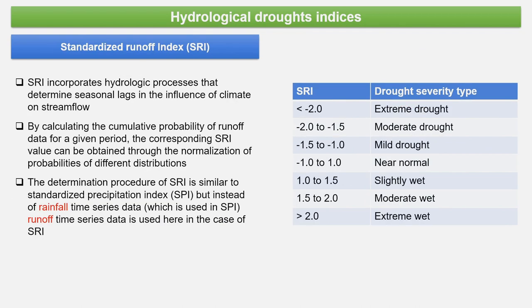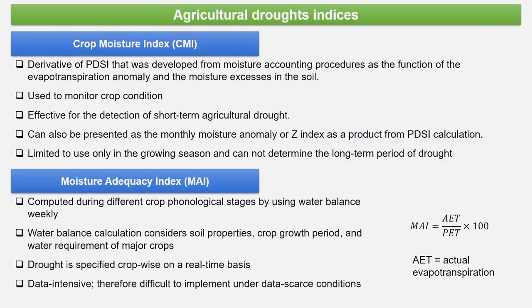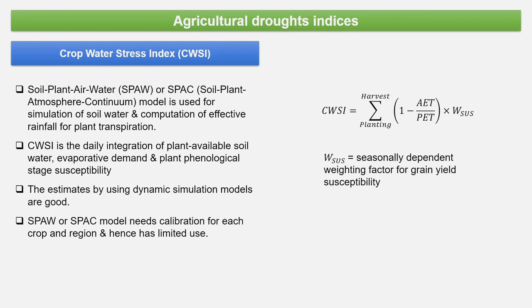So after meteorological drought indices, then hydrological drought indices, and then finally we discussed agricultural drought indices. So these three actually look at drought in different ways, and their level of severity analysis also differs from each other.